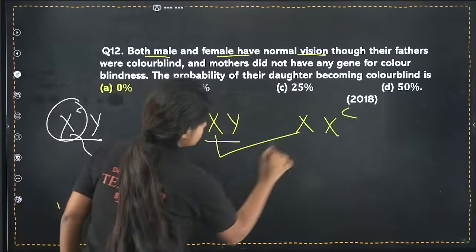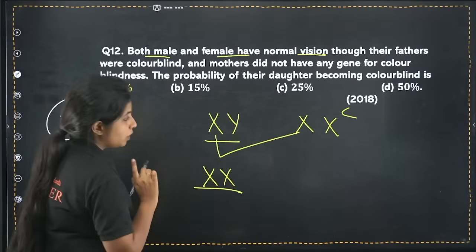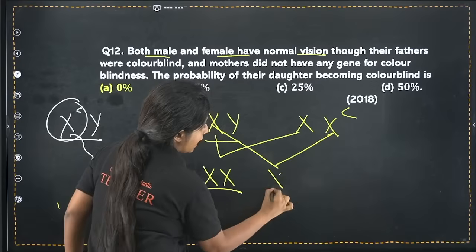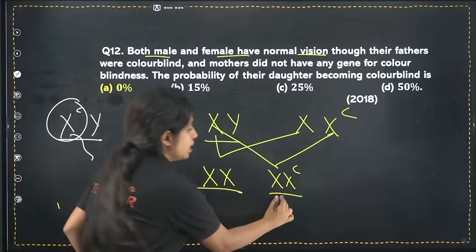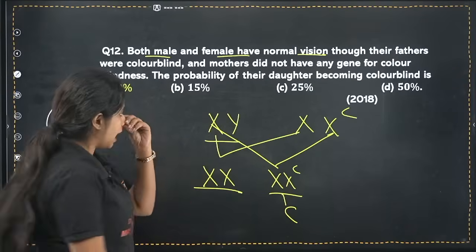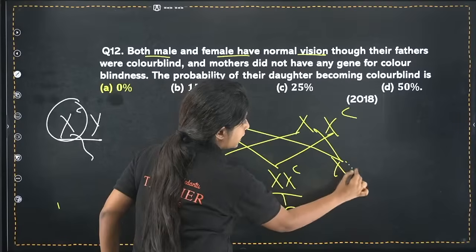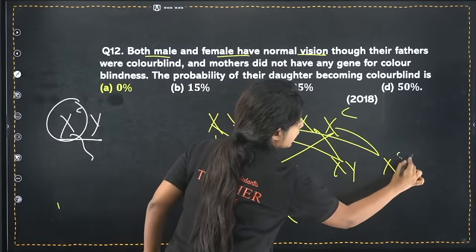Anyway, when you cross this with this, I get XX. She is going to be a normal female. When you cross this with this, I get XXC. What is this? This is also a normal female, but she is a carrier. Normal vision, but she is a carrier. This and this, I get XY. Finally, this and this, I get XCY.